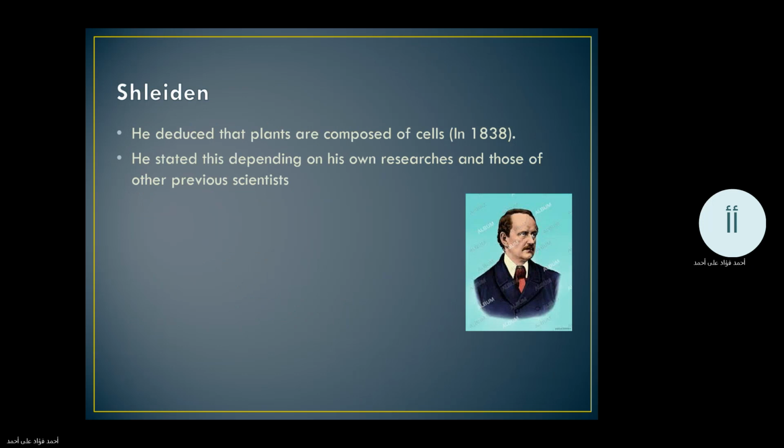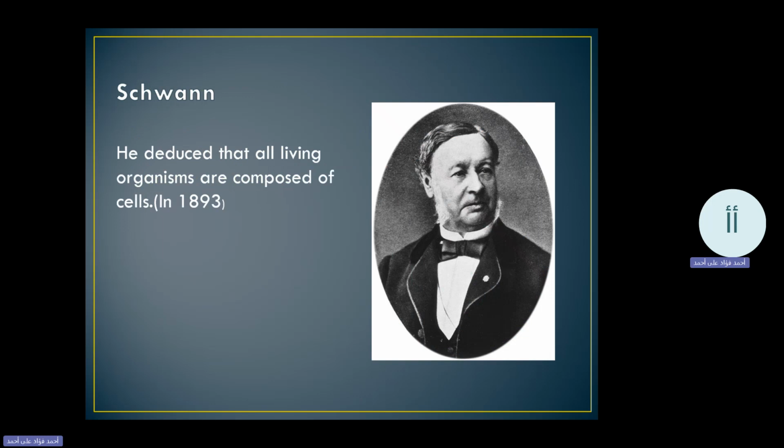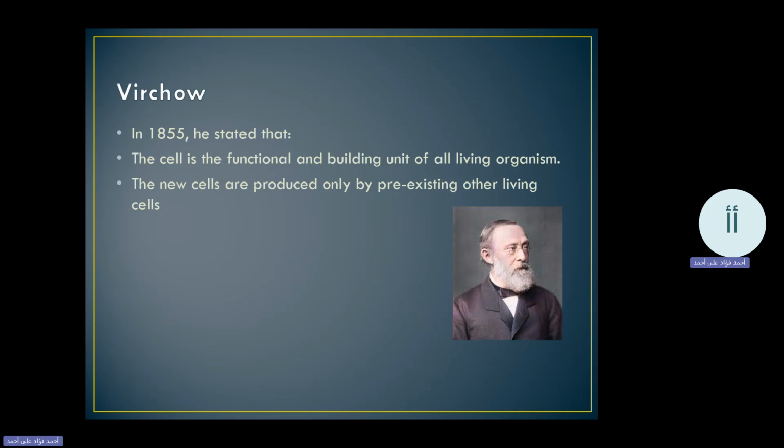Then comes Schleiden, who said that plants are composed of cells. Of course, Schleiden's work depended on the previous scientists. After that, Schwann deduced that all living organisms are composed of cells. That is regarding the group of scientists we talked about. Then Virchow deduced that the cell is the functional and the building unit of all living organisms, and the new cells are produced from pre-existing cells by division. So Virchow said that all living organisms consist of cells, the cell is the building and the functional unit of living organisms, and the new cells are produced from pre-existing cells.